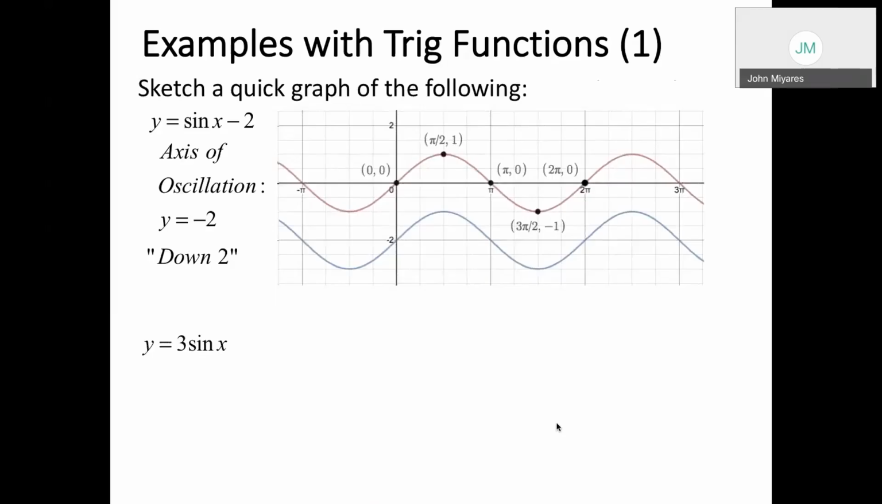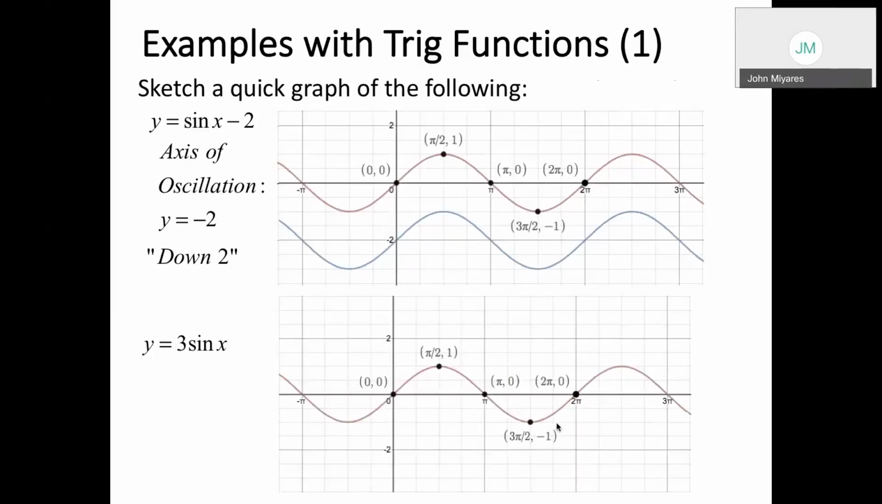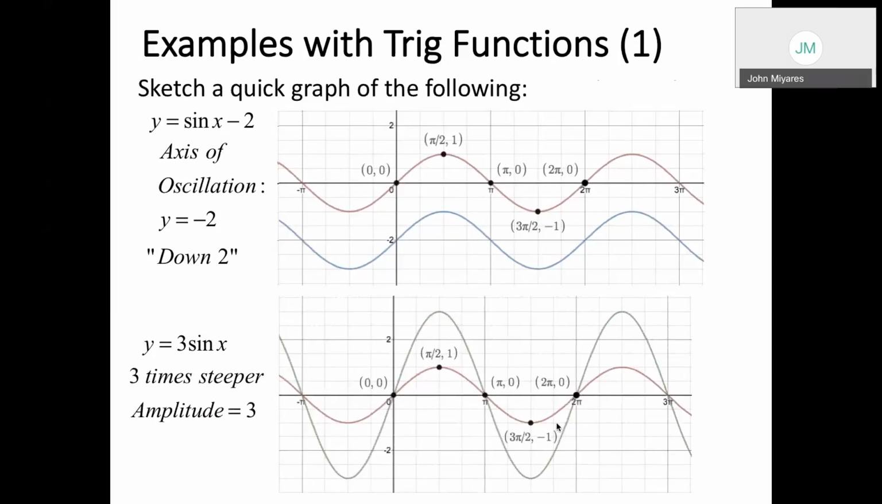What if we want to look at y equals 3 times the sine of x? The 3 on the outside suggests we are going to take the basic shape of the sine wave and stretch it vertically by a factor of 3 to make it 3 times steeper, so that our amplitude is going to equal 3. The graph of y equals 3 sine x compared to the basic shape is going to look like this, having the same starting and ending points at 0, 0, and at 2 pi, 0. But instead of going up 1, down 1, like with just y equals sine of x, you're going to go up 3, down 3 from the x-axis.